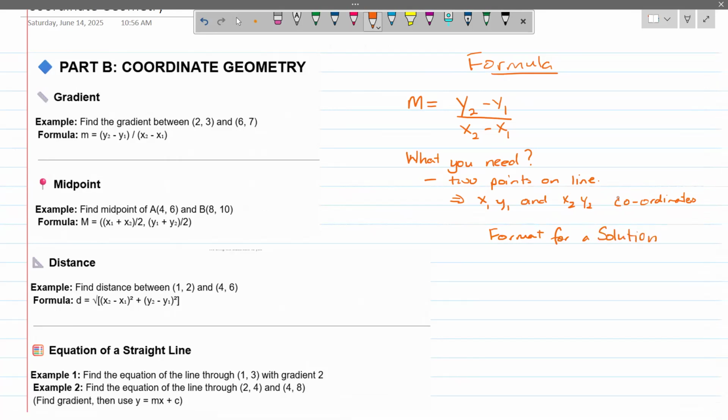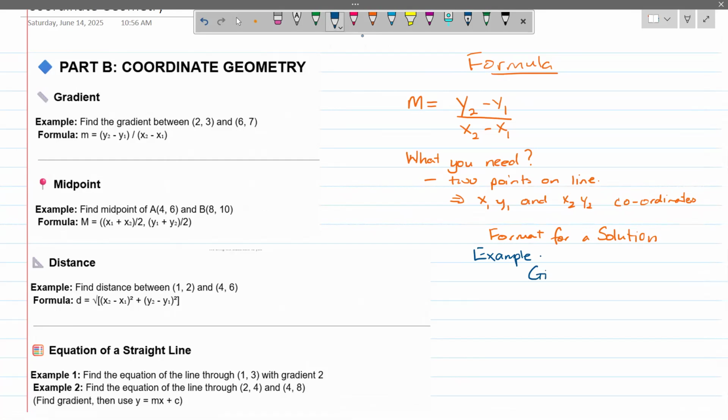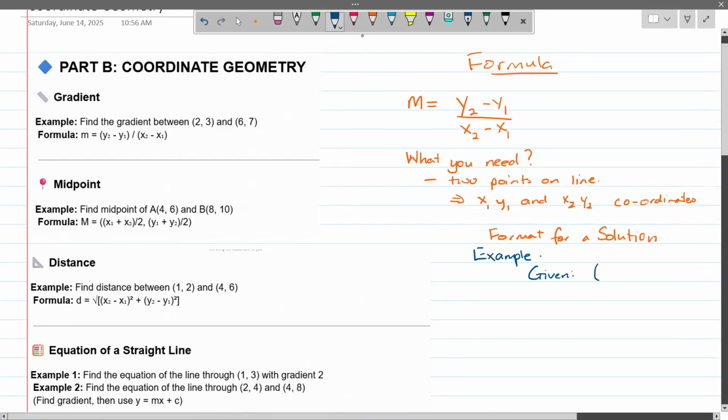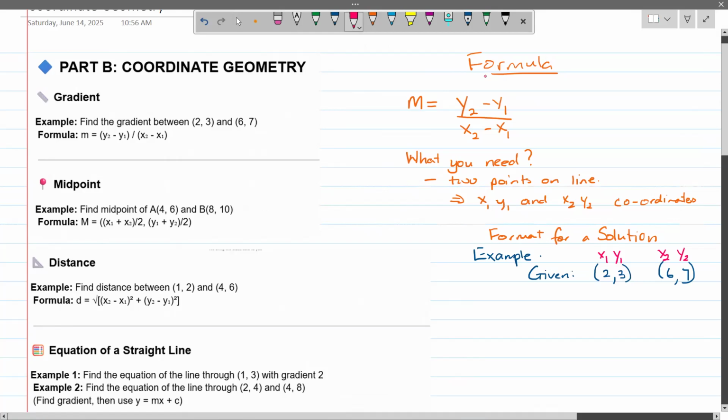So we're going to use this example here, right? If I am given these 2 points, 2, 3, and 6, 7, we want to always write what we're given. So I will put the 2 points that I'm given, and I would label those x1, y1, x2, y2. I'll label it like that because we have 2 points. The first point is x1, y1, second point x2, y2.